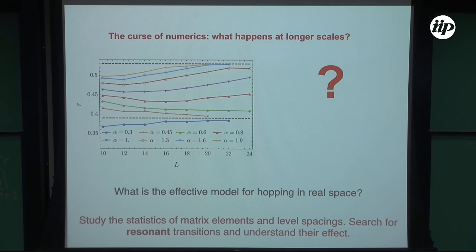So our strategy is to understand the effective hopping model that describes the hopping of my system in Hilbert space in the basis that is predicted by the real space renormalization group.